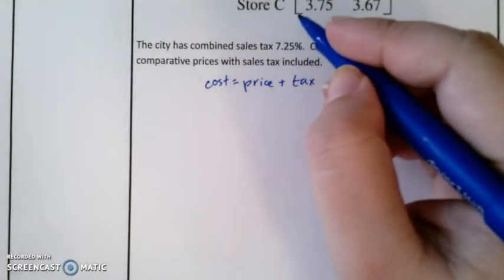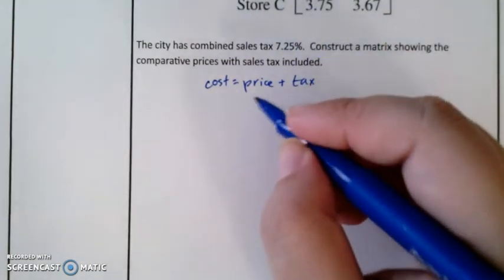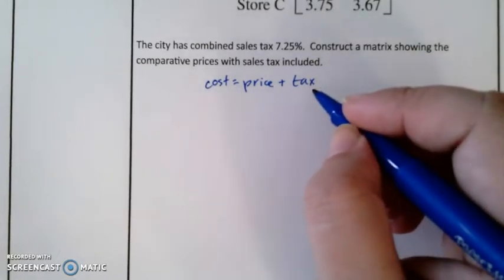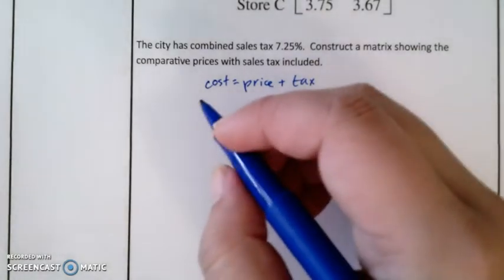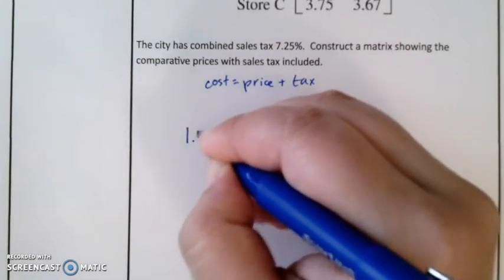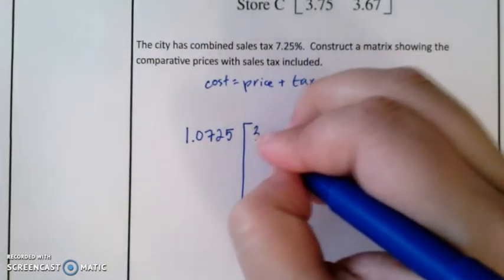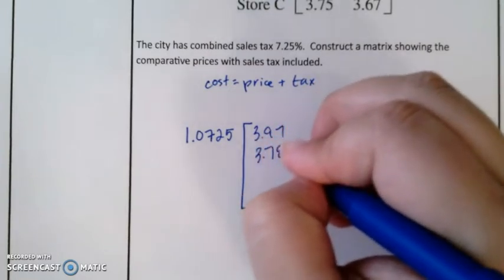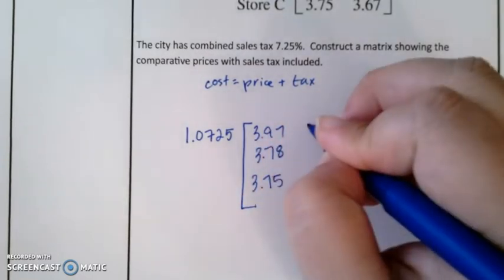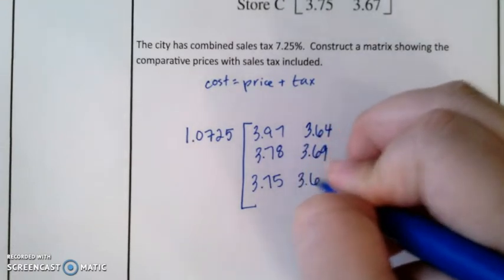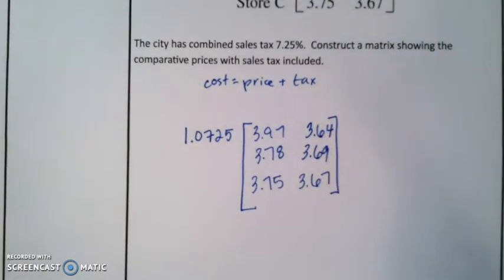So really what we want to do is multiply the matrix by 1 for the whole cost plus the 7.25%. So this is going to be 1.0725 times our matrix: 3.97, 3.78, 3.75, 3.64, 3.69, 3.67. I'm going to let you do that computation on your own, and you can check your answer with me if you have any questions.